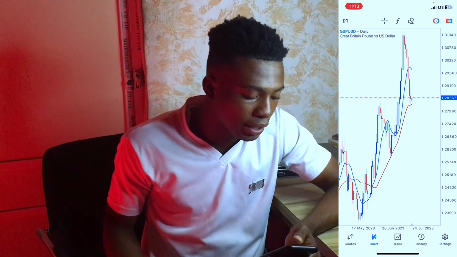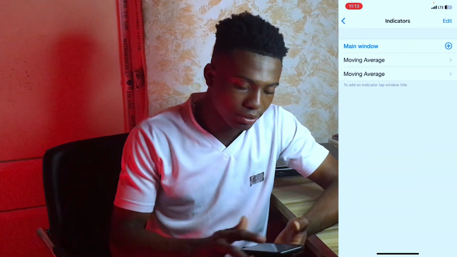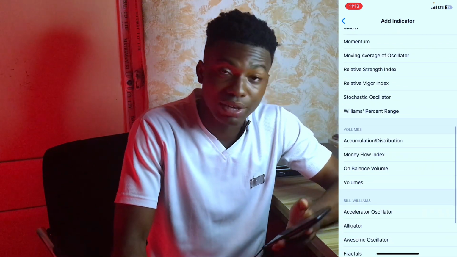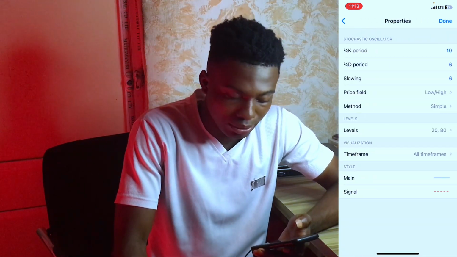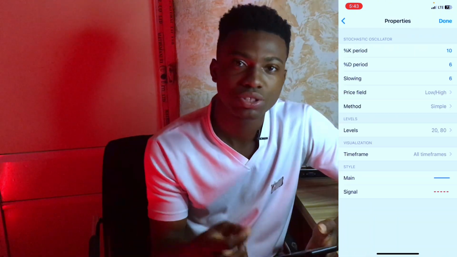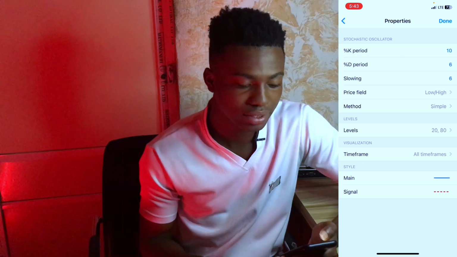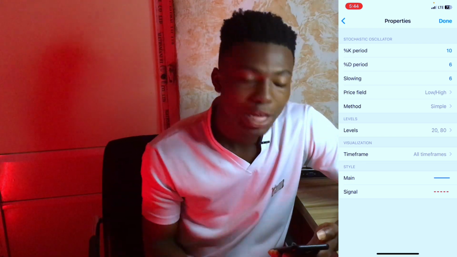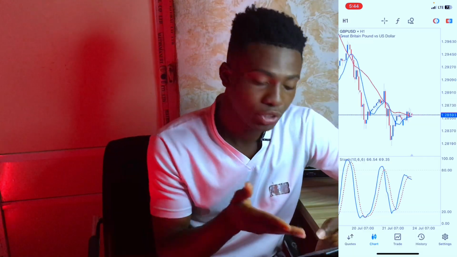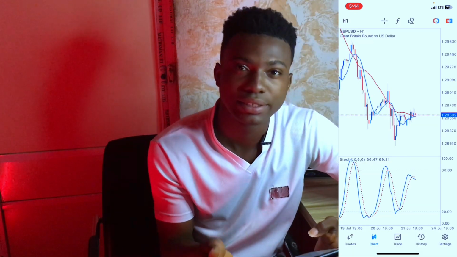So what you want to do right here is go into the indicator section, go into add indicators, and search for the stochastics oscillator. In order for you to get the stochastic, you have to go to the F bar right here. Now on the stochastics, these are the settings. %K period should be 10, %D period should be 6, slowing should be 6. Once you've done that, you can go ahead and hit done.